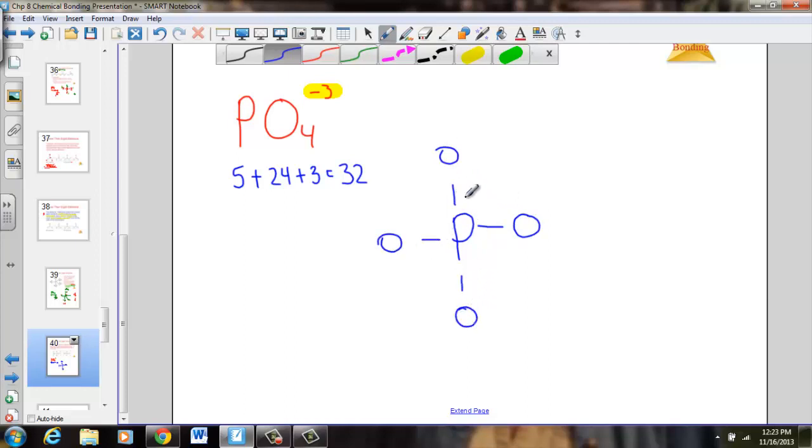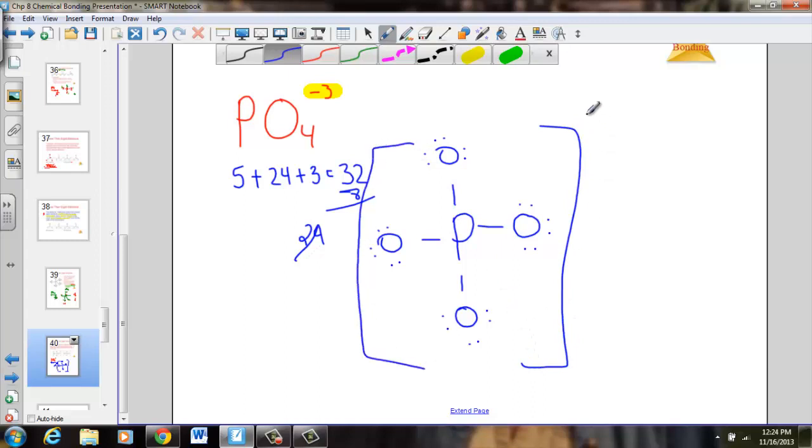Let's bookkeep. 2, 4, 6, 8 electrons were used. That gives us 24 remaining electrons. 1, 2, 3, all the way to 24. No dots left. One possible correct structure, put it in a bracket, it's a polyatomic ion. So here's one that follows all the rules. Everybody has 8 electrons. You might think everybody's peachy.